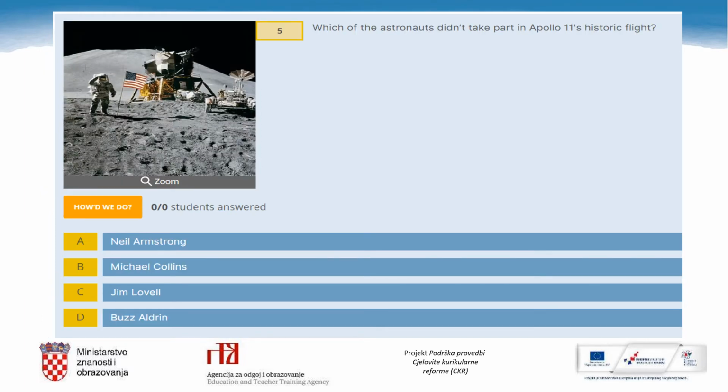Which of the astronauts didn't take part in Apollo 11's historic flight? A. Neil Armstrong. B. Michael Collins. C. Jim Lovell. Or D. Buzz Aldrin. The correct answer is C. Jim Lovell.